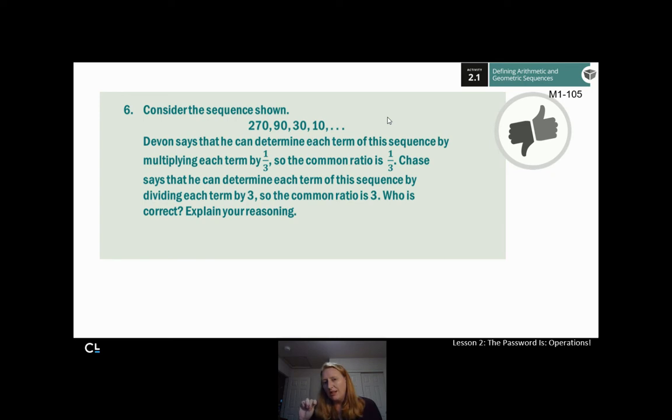Explain your reasoning. Hit pause, write it down. Hit play when you're ready to check your work.